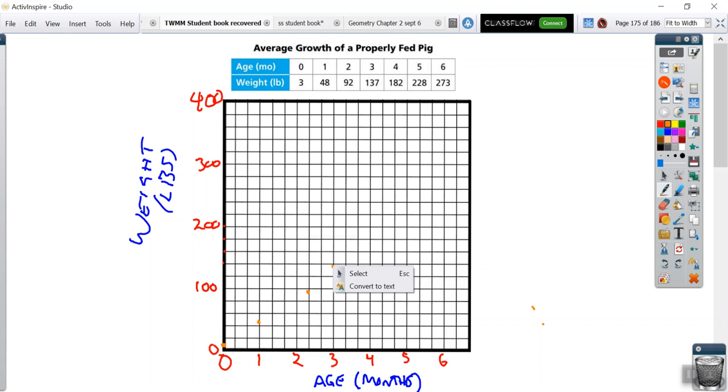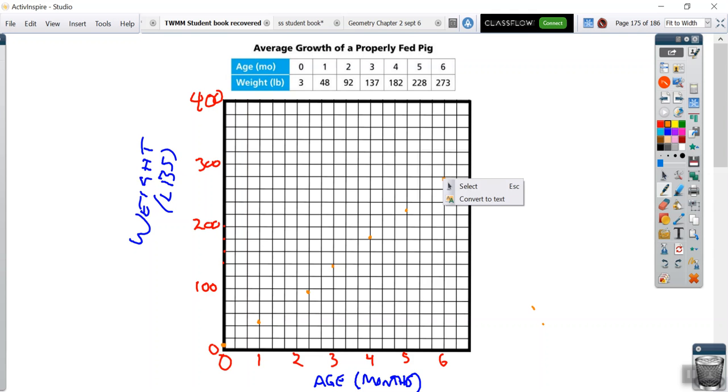So then we have 4 and 182. So go over to 4 up to 182. So that's almost 180, just a little bit above. My goodness, I am starting to see a pattern here. Are you? So then we have 5 comma 228. So it's just a little bit over that one. There we go. All right, and 6 comma 273. So that's just under 280 right there.